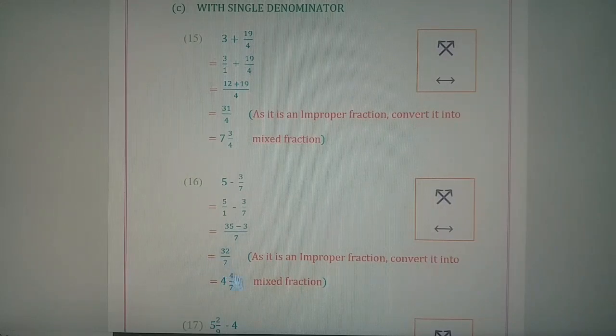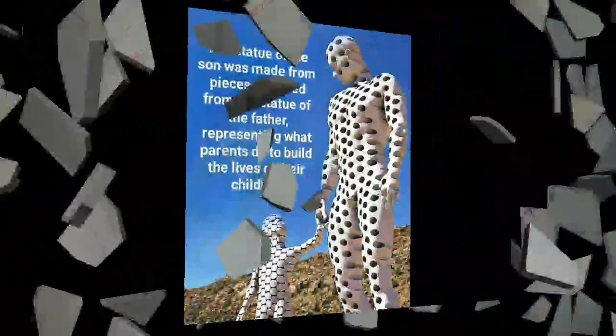We'll take 7 4s are 28. So the answer is 28, and after 28 we have to count. After 28, if we count 29, 30, 31, 32, we have counted 4 more numbers. 7 4s are 28, and 28 plus 4 is 32. So 4 will be written in the numerator, 7 in the denominator, and the 4 is written as the integer in the mixed fraction. So this is read as 4 integer 4 upon 7. This will be our final answer.